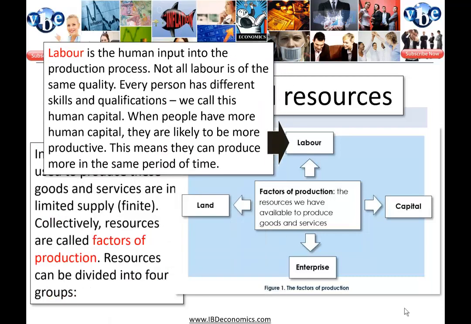Natural resources. Labour, this is a human input into the production process. Not all labour is of the same quality. Our hardworking IB economics students would be both intelligent and industrious, and when they hit the labour market, they're going to be very productive. Every person has different skills and qualifications, and together we call that human capital. When people have more human capital, they're likely to be more productive, which means that they can produce more in the same period of time.